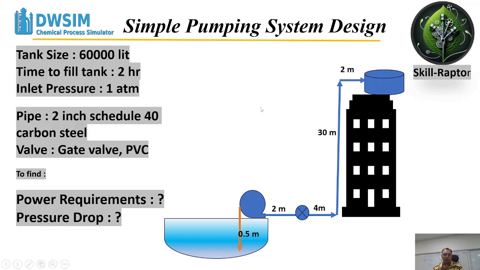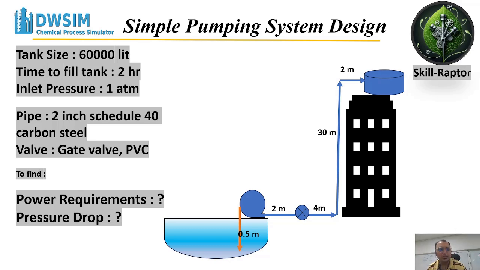So what we are trying to achieve here? So we want to fill a tank with a size of 60,000 liters. Then time to fill the tank is 2 hours. Pipe size and make is given. So 2-inch schedule 40 carbon steel. Valve we will be assuming a gate valve here. PVC make, and we'll be finding power requirements for the pump and pressure drop. So these are what we are going to see.